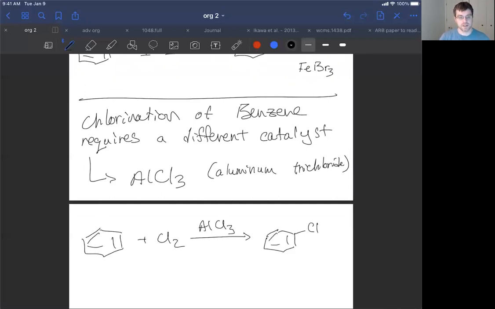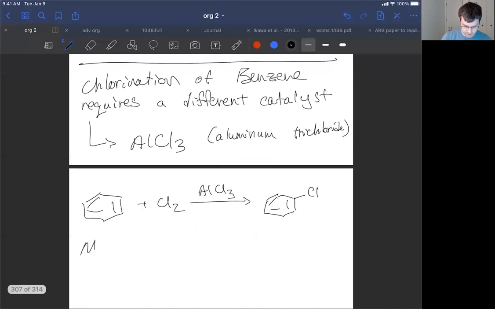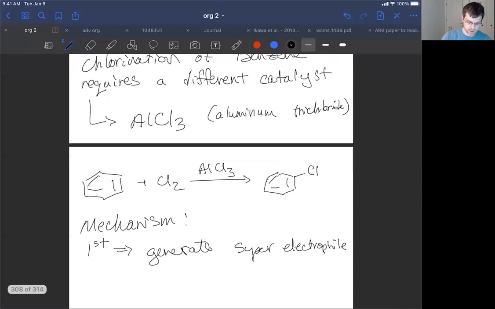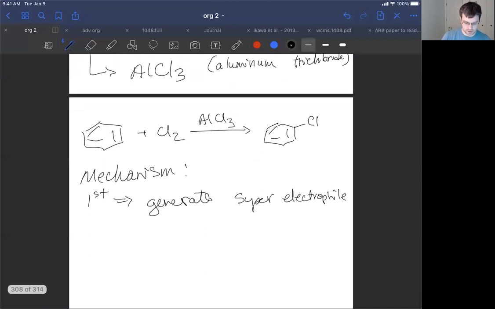Now the mechanism of this is going to look very similar to the bromination mechanism. We're just going to have a different superelectrophile, but even the superelectrophile is going to look exactly the same except with some different letters. So let's go through the mechanism. The first step in an electrophilic aromatic substitution reaction is always to generate the electrophile. So I'll just make note of that here to remind myself that the first place I should go in this multi-step mechanism is to generate the superelectrophile.